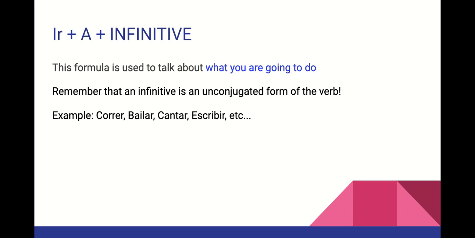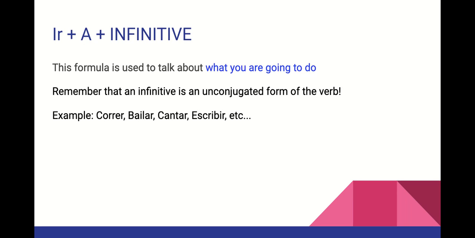Remember that the infinitive is an unconjugated form of the verb. So this goes back to chapter 1A, that list of verbs that we highlighted in different colors. Those are all of our infinitives. So bailar, cantar, correr, escribir, etc. Okay, so when we do this, you're going to plug in the form of ir. So voy, vas, va, vamos, vais, van. Put in a, and then stick an infinitive.